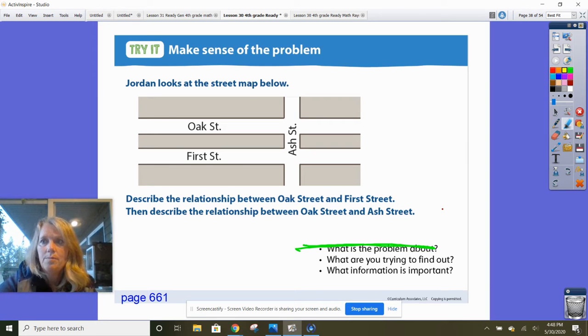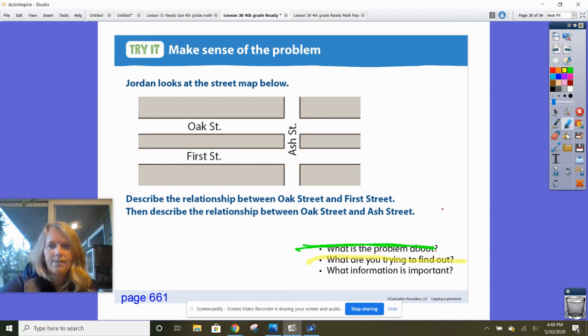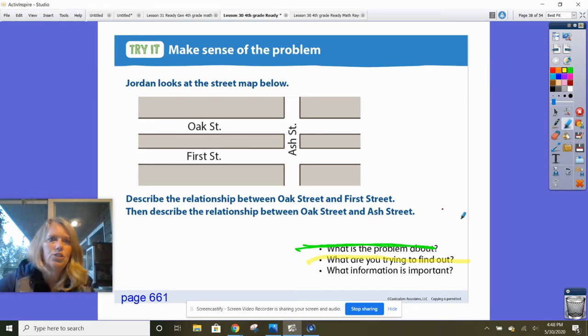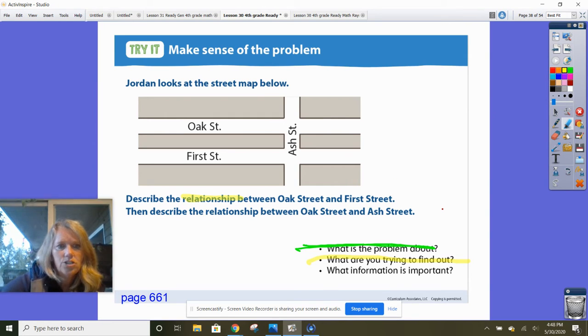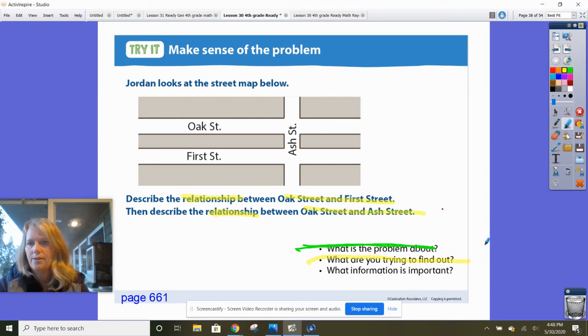Next, read. What are we trying to find out? Jordan looks at the street map below. Describe the relationship between Oak Street and First Street. So we're trying to find and describe the relationship between those two and those two. That's what we're trying to find out.